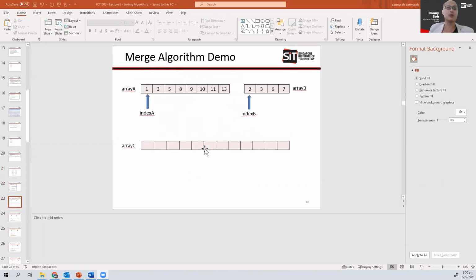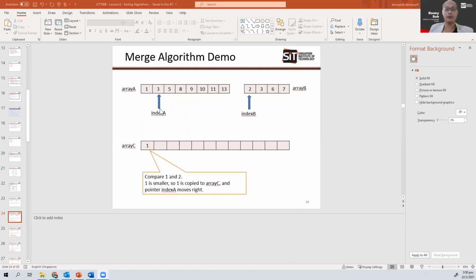As an example of how we do it, let's look at these two arrays. Initially, we have index A and index B. The pointers will be at index A and index B. We're going to be comparing the numbers at the two indexes. So at first, 1 will be compared to 2. 1 is smaller than 2, and the smaller one we place into the final array. Then index A will be moved to the right.